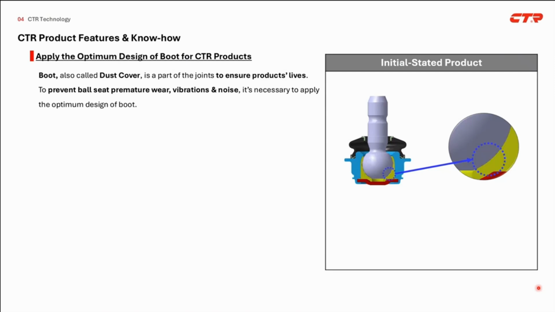When the car is driven on an uneven road, goes over a bump, or is in a similar situation, joints experience oscillation and rotation like in this video. At the right side of the image is an initial state product right after we assembled it. As shown in the zoomed-in part, there is very little clearance between the ball stud and the ball seat, as if there is no clearance. So the initial state joint keeps proper torque for oscillation and rotation motion.